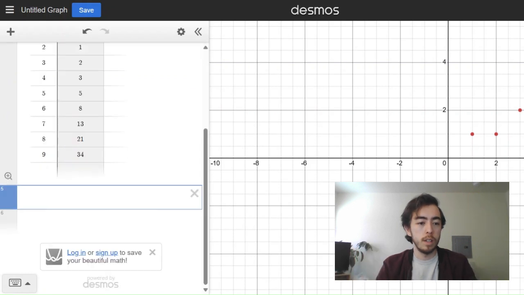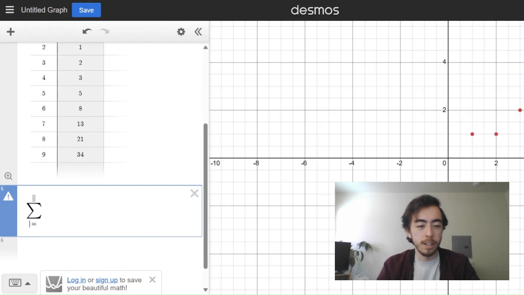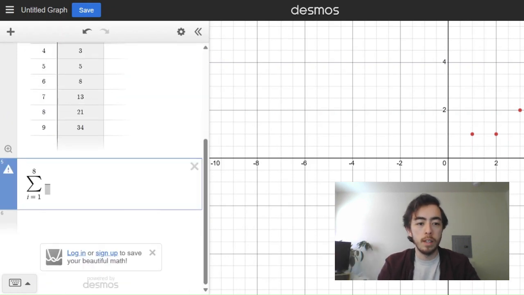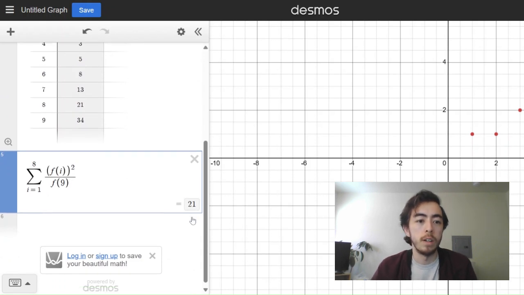So let's see, what is that value? We were doing the sum from, okay, I'll change this to i to match the calendar. i equals 1 to 8. There it is. And then I know that there are subscripts in the calendar, but I think Desmos is going to understand it better if I use function notation instead. So we're going to square the top and then just have f of 9 on the bottom. So there's the 21 that I calculated earlier.